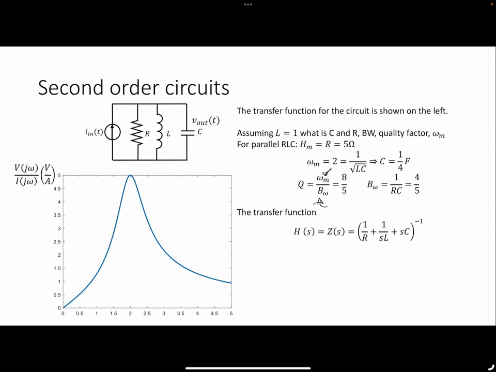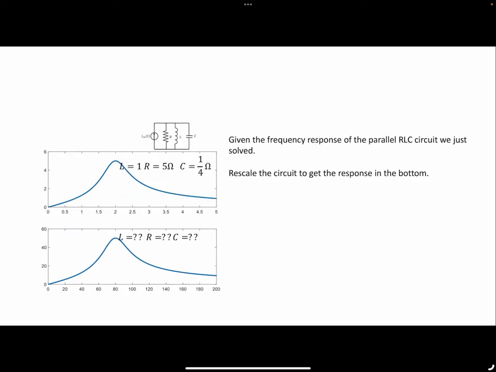Okay, what else is there? So let's say I gave you this circuit here, and I told you to rescale the circuit to get the response in the bottom. This is important. What's the first step that you would need to do that? Yeah, so we need to basically figure out what is Km and Kf.